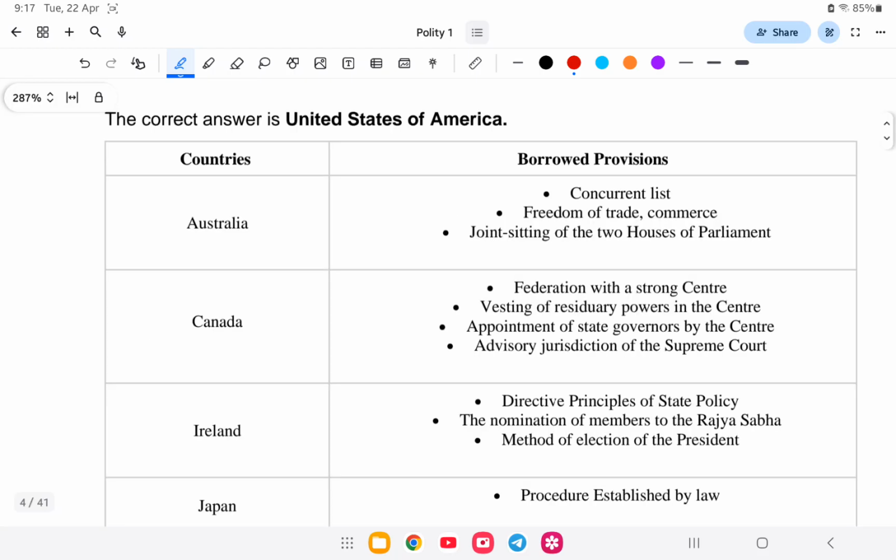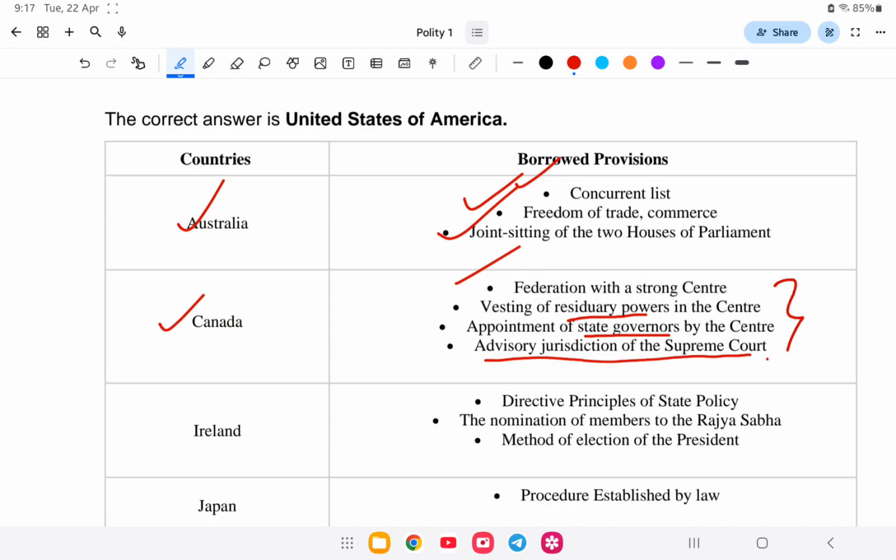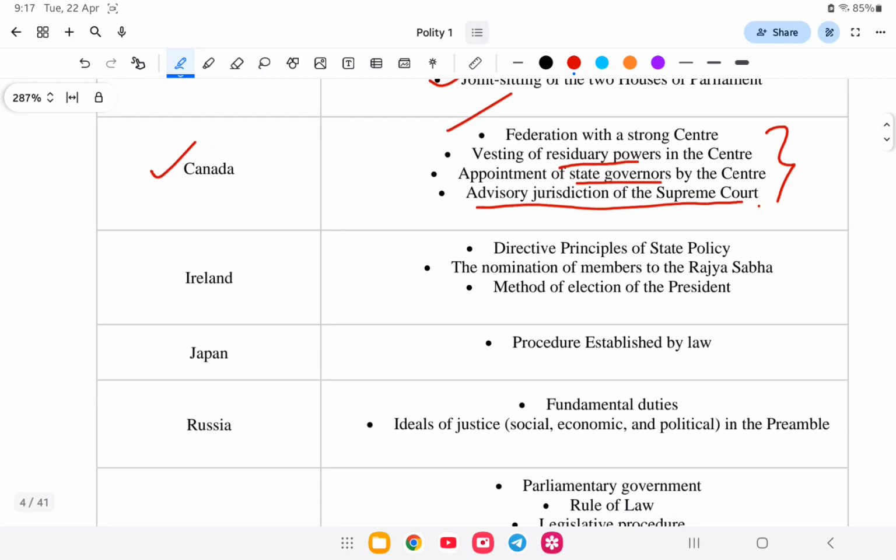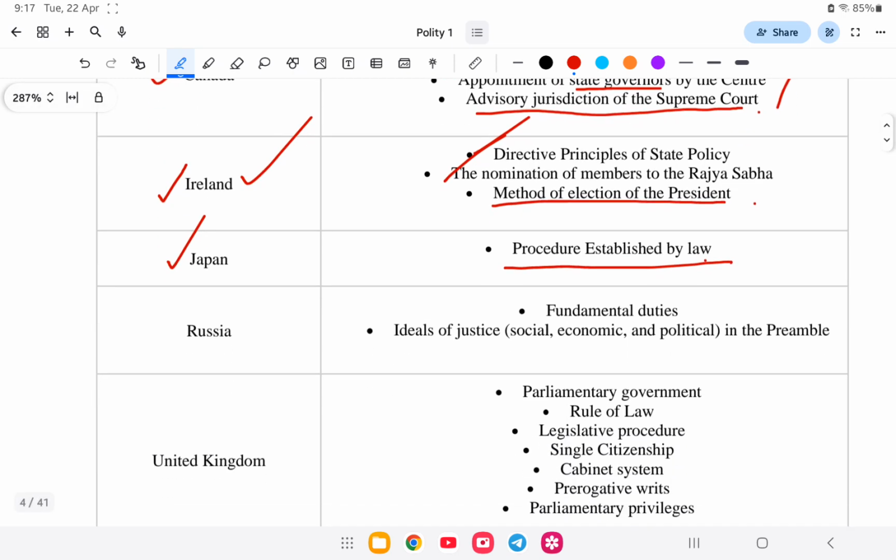From the United States, the concept of the Preamble. Let us see other countries. From Australia, the concurrent list, freedom of trade, and joint sitting of the two houses of parliament. From Canada, federation with a strong center, residual power, state governor appointment by center, and advisory jurisdiction of Supreme Court. We have read this in the last question. From Ireland, DPSP, nomination of members to Rajya Sabha and method of election of president, which we have already studied. From Japan, the procedure established by law. From Russia, the fundamental duties and ideas of justice, social, economic, political in the preamble.